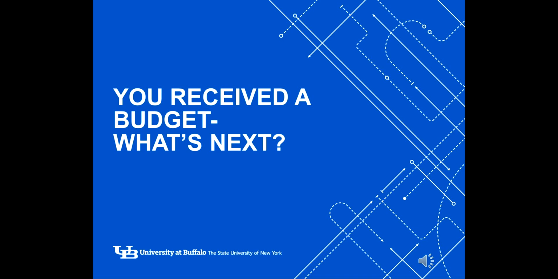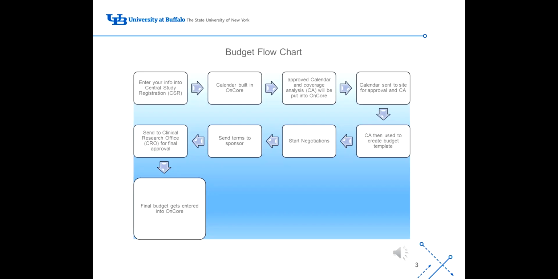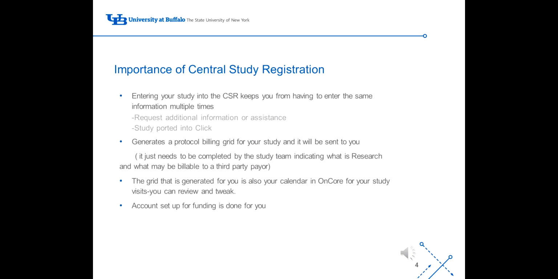You received a budget. What's next? In this module, we're going to go through the procedures you need to follow to get your budget into the UB systems, how to ask for help, and what needs to be done to complete and finalize your clinical trial budget. This is a flow chart of what happens through the budget process from initially entering it into our central study registration to where it goes once it's finalized.